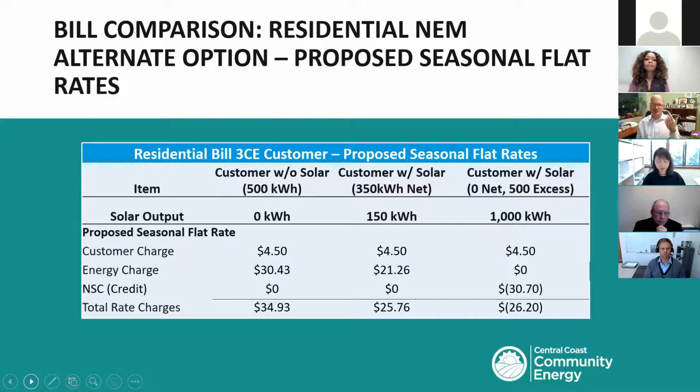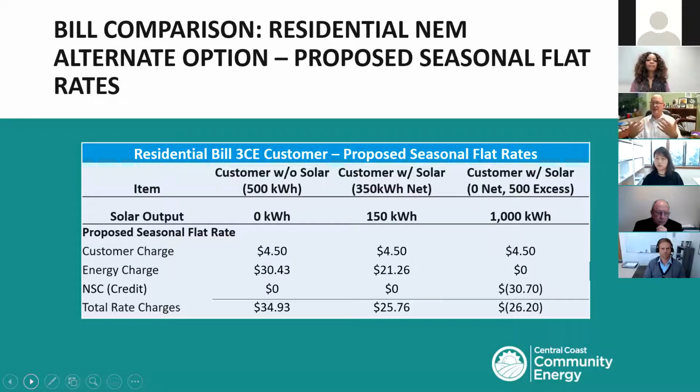The customer with the solar netting is again going to see a $4.50 customer charge. The energy credit is going to be reduced, and their bill is going to be about $25, so slightly less than it would be under the time of use rate. And then the customer with the very large solar sees the $4.50 customer charge, but they don't see any energy charge because they're on a flat rate, so they're offsetting that. There's no time differentiation relative to when their solar is producing and when they're using power. They also get that NXC credit.